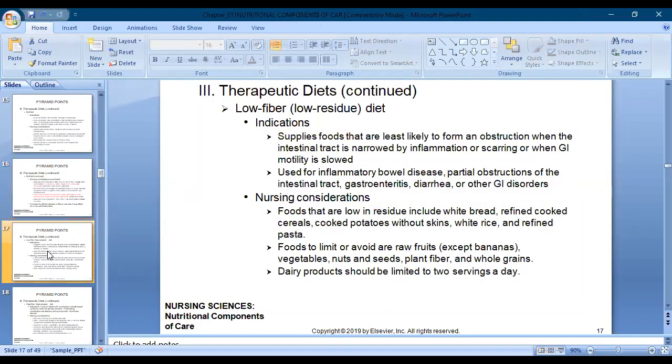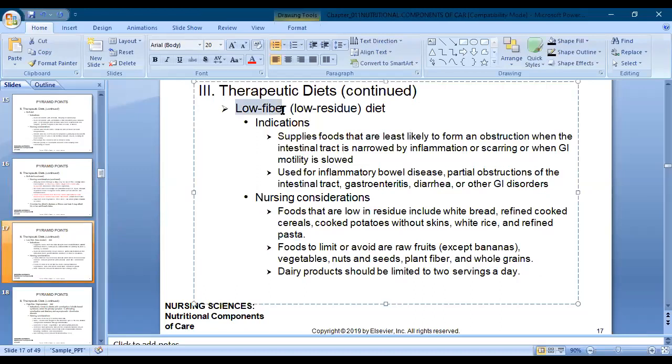Go next. Now we go to low fiber. All the time we know that high fiber food is good. High fiber, high fiber, high fiber. If a patient has constipation, give them high fiber. But could you remember that sometimes we need a low fiber diet as well? Low fiber, low protein, low sodium, low purine.